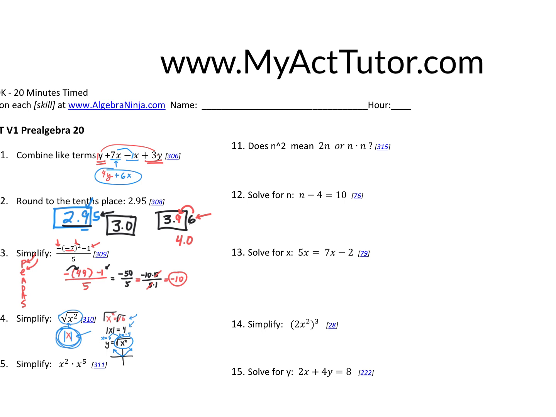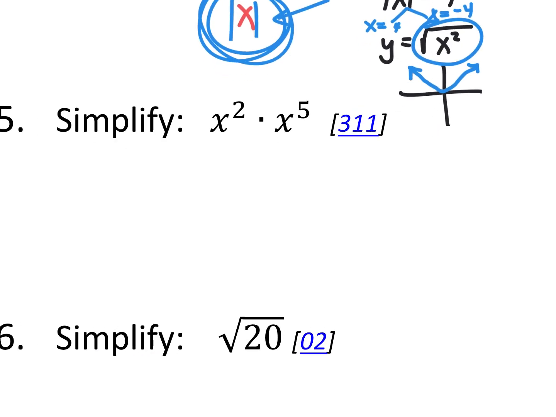For skill 311, we are talking about simplifying when you have a variable to a power and you multiply by another variable to a power. Now, I think most people know that this is either going to be x to the 7th or x to the 10th, but you don't want to just be guessing. You have a 50-50 chance. You know that something's going to happen to those powers.